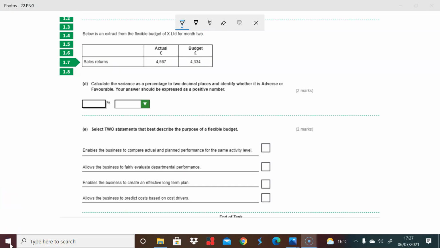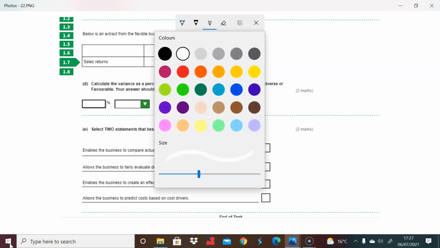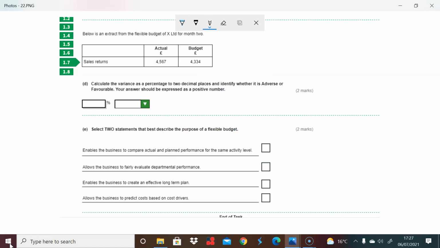Okay, and this is the final part of this task. So let's just come here. So here, it's asking you to basically compare the two and then find out if it's adverse or not. Well, that was the budget, 4334. We're assuming this is a flex budget. That's the best we have to go on. We know it is because it tells us to go back to X Limited. 4334, what you actually spent was more. So this is adverse, first of all.